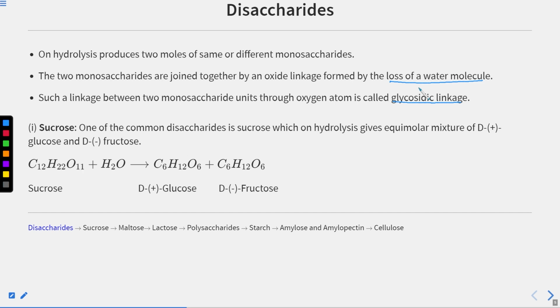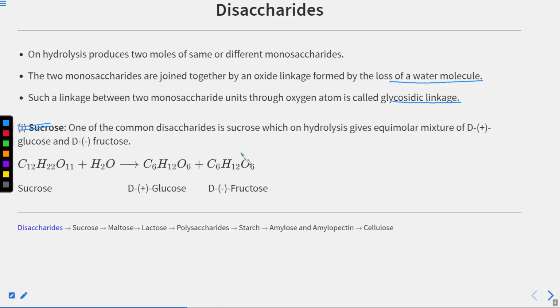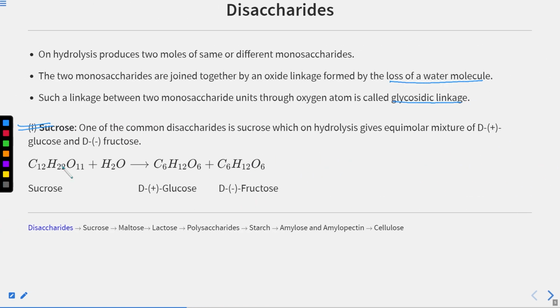Now let us start with some examples. First of all, we have the example of sucrose. Sucrose is the most common example, and what do we get upon hydrolysis of sucrose? We get alpha D glucose and beta D fructose. If I talk about the molecular formula, it is C12H22O11.